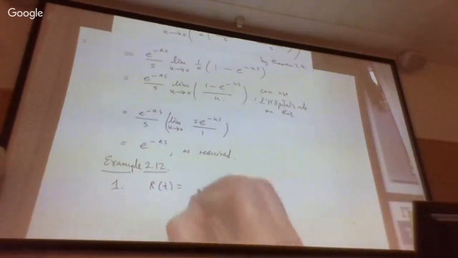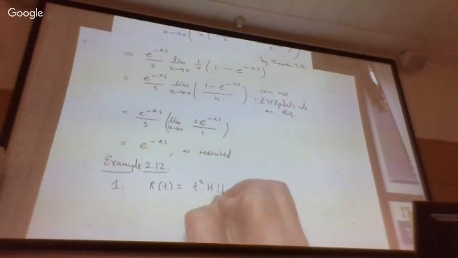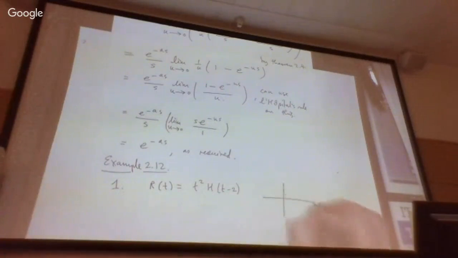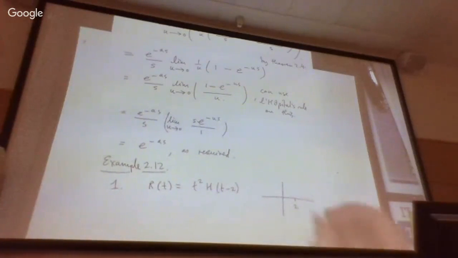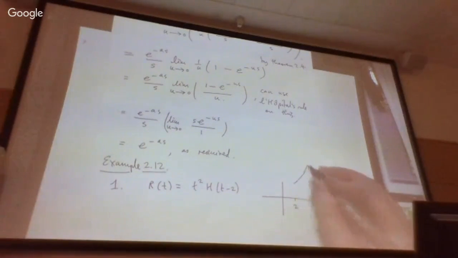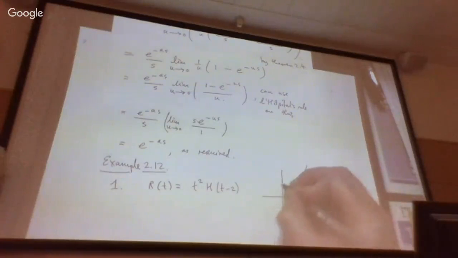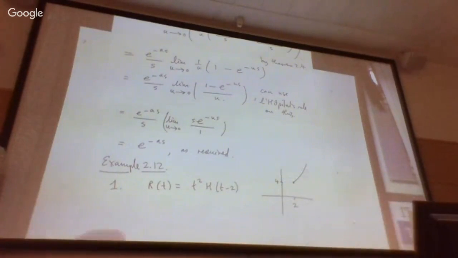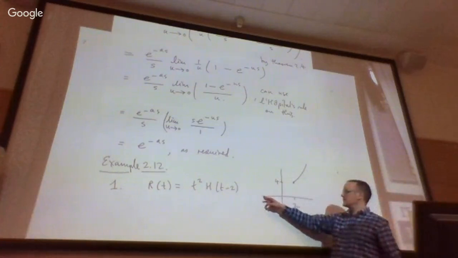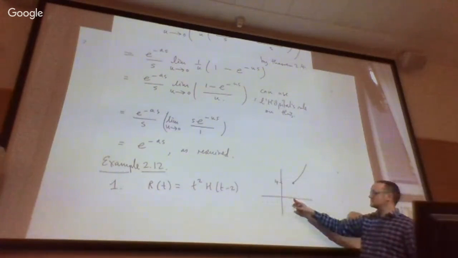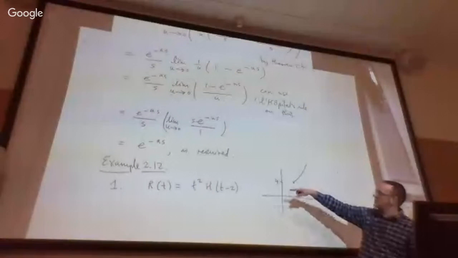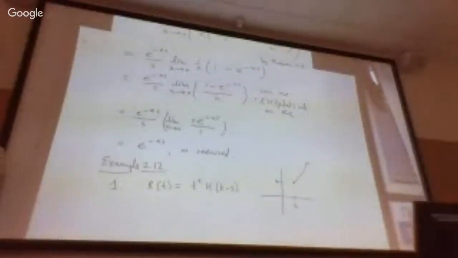r(t), which is t squared times H(t minus 2). Just graph that, so it's 0 everywhere until 2, and then it's the function t squared, beginning at 4, and then kind of going up and up. So that's roughly a graph of that function. It's equal to 0 everywhere up to t equals 2, then it suddenly switches on and starts taking the value t squared. Onwards and upwards. So what's the task here? Find the Laplace transform of this.